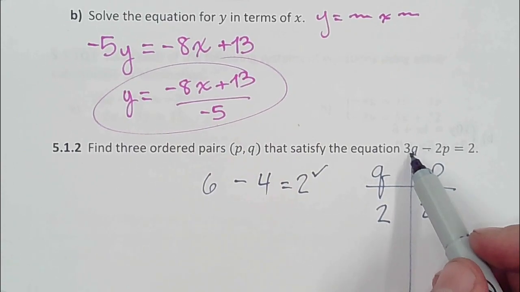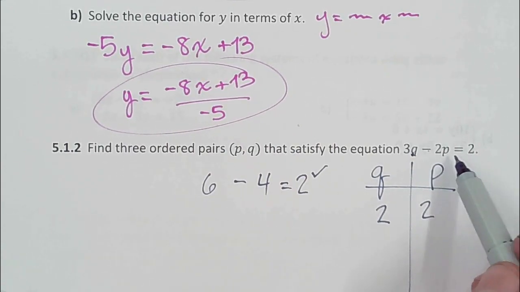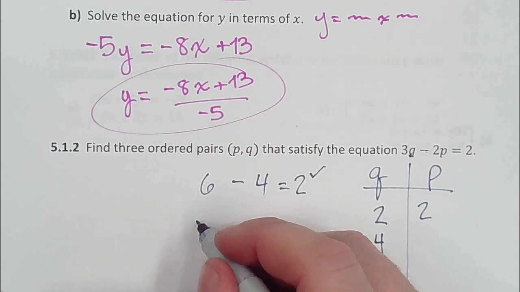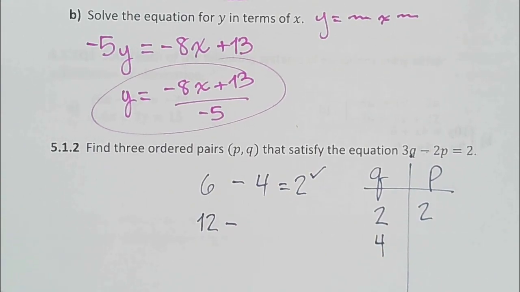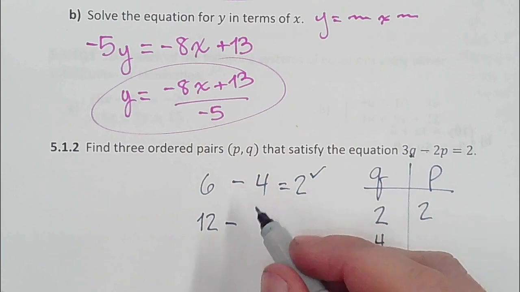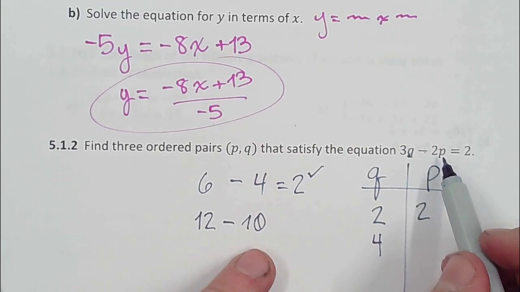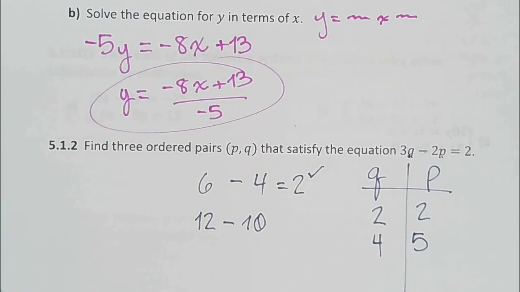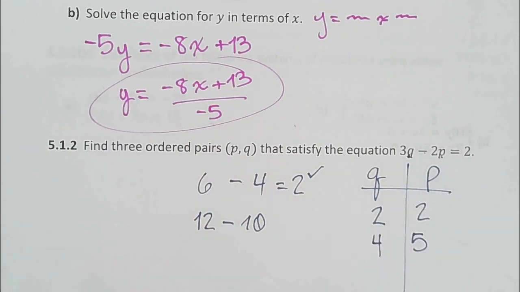3 times 3 would be 9. 9 minus 7 gets me 2, but I can't make that 7 without fractions. Some of you guys are okay with using fractions, but if you want to use whole numbers, we'll skip that. So 3 times 3 is not going to work, but 3 times 4 gives me 12. And if this is 12, I need this to be 10, because 12 minus 10 gets me 2. So how can I make this 10? Well, 5 times 2 is 10. So there's our solution. 4 and 5 for q and p also gets us 2, because we get 12 minus 10.